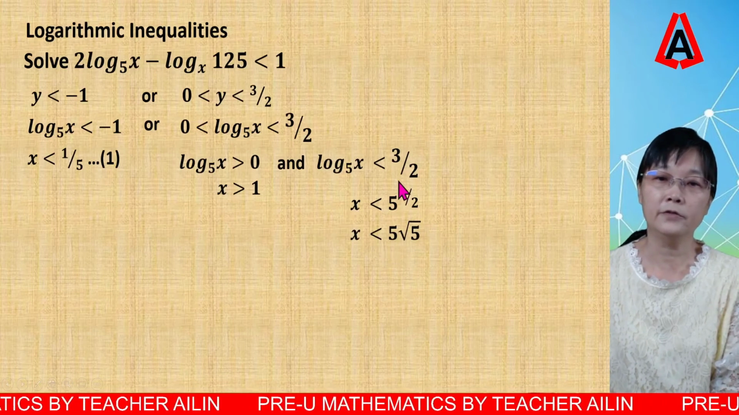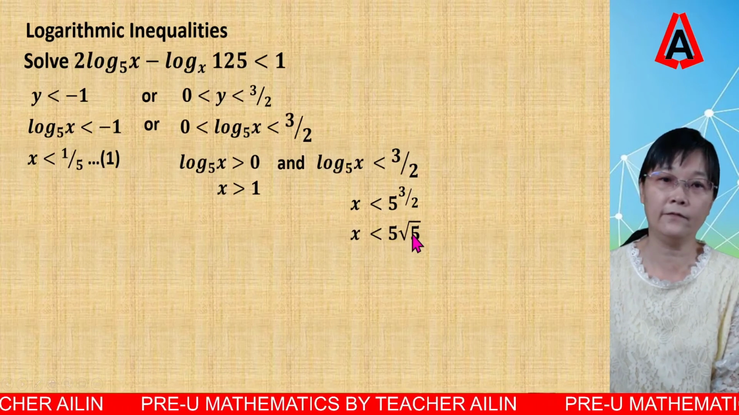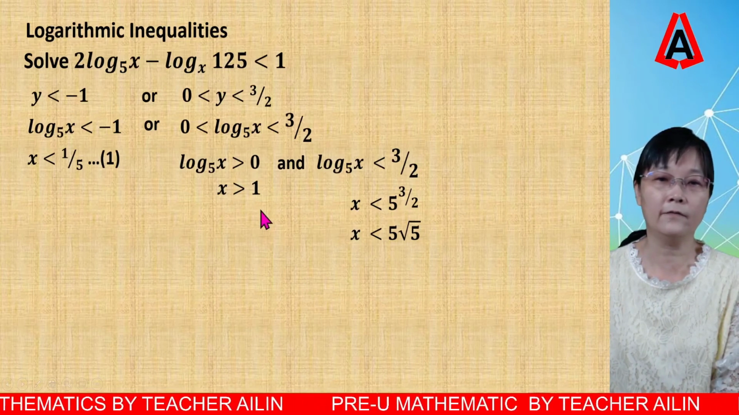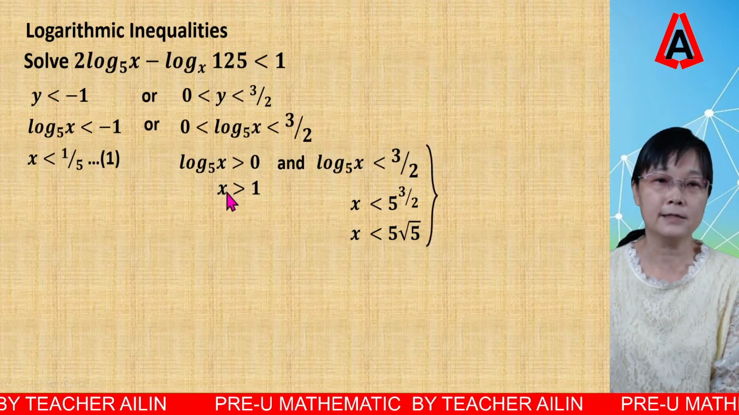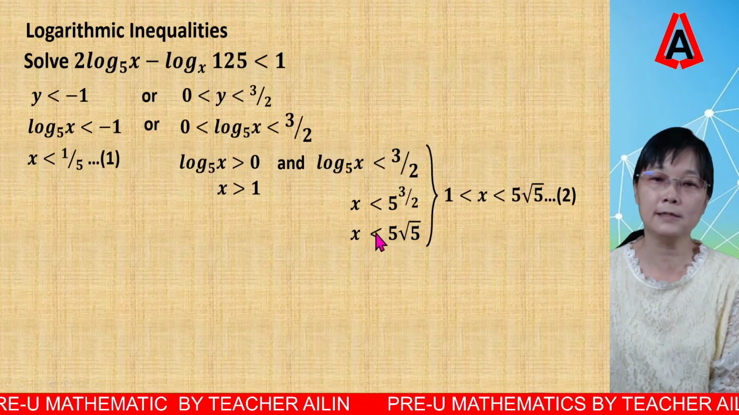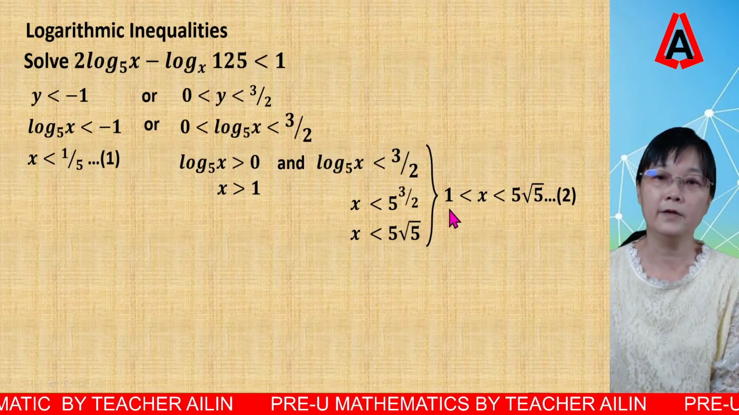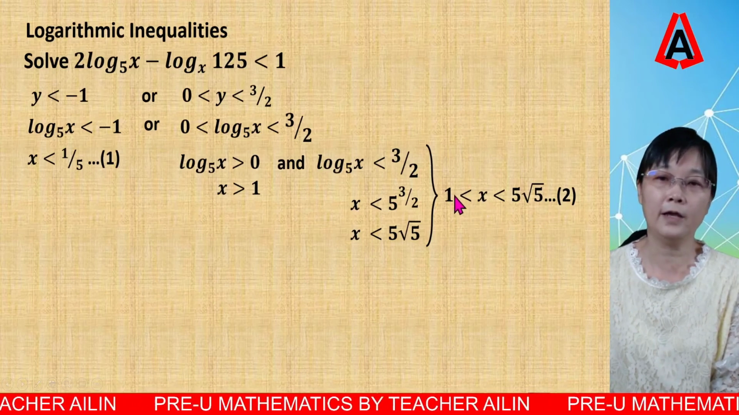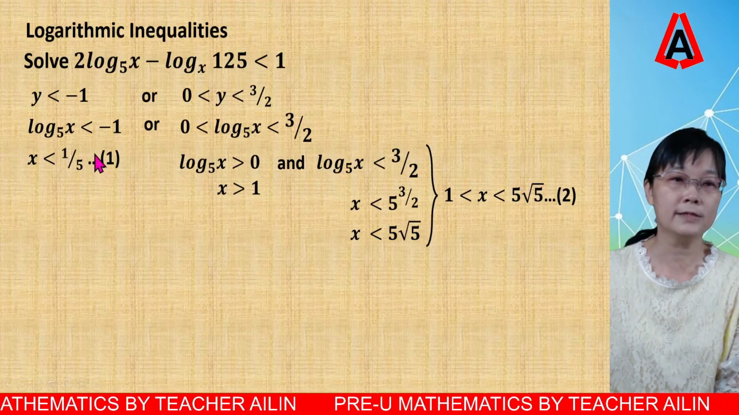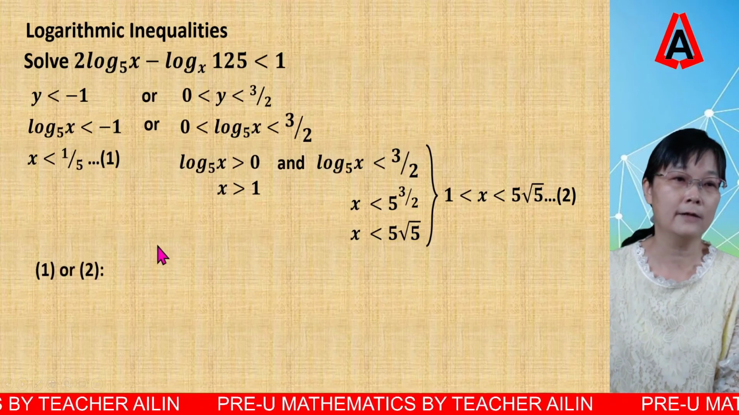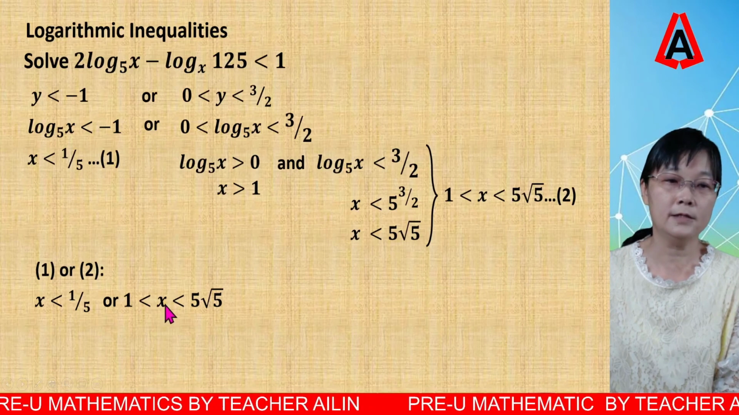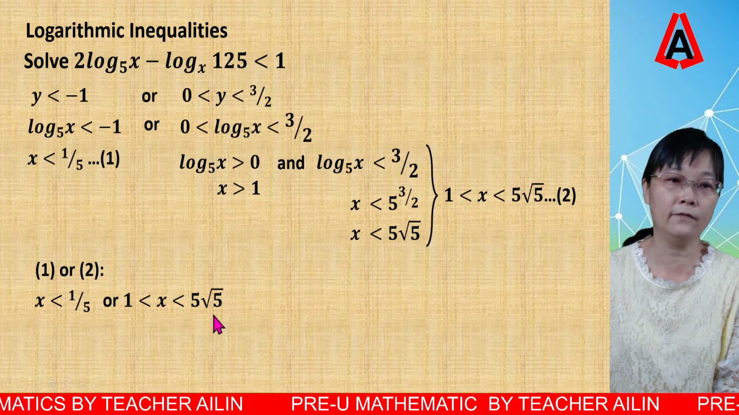So 5 power 3 over 2 is 5 square root of 5. And when I combine back this set of values of x, I find that x is greater than 1 and at the same time x is less than 5 square root of 5. So this is the second set of values of x. Then now I'm going to combine these two sets of values of x. That is, one is less than 1 over 5. The other one is in between 1 and 5 square root of 5.